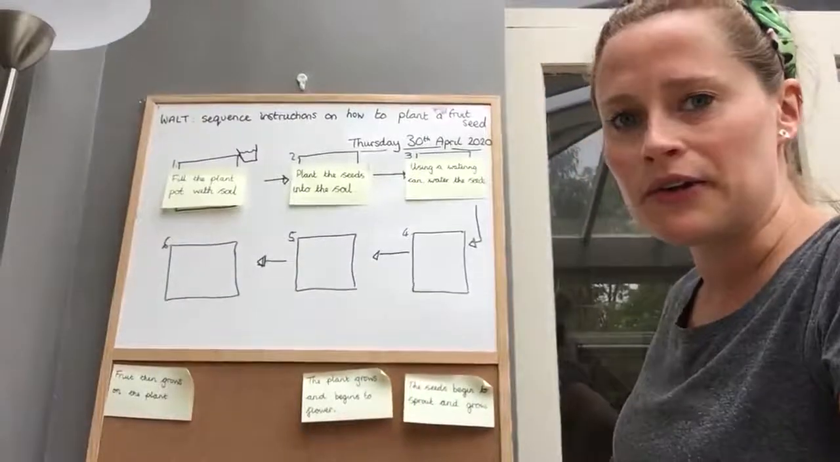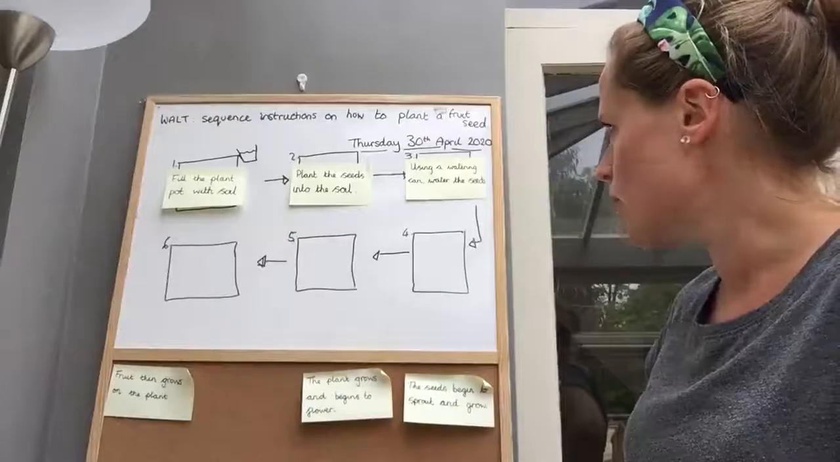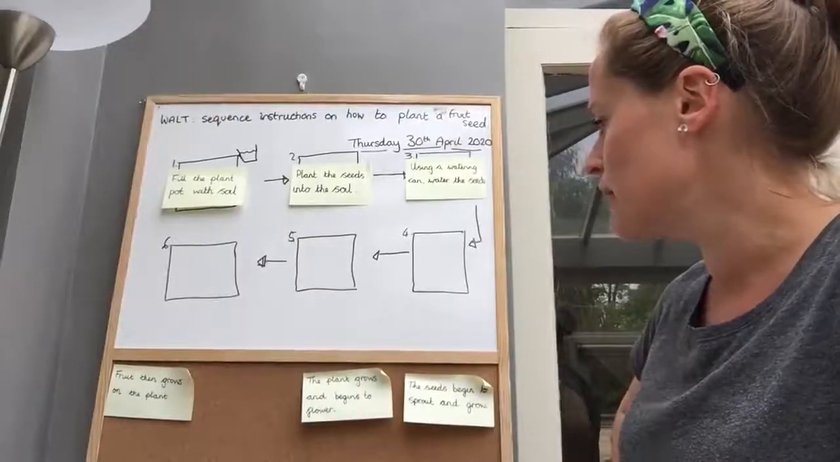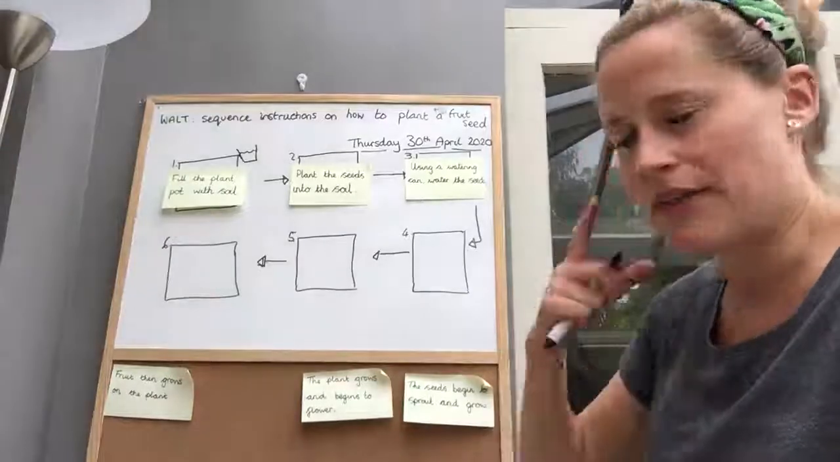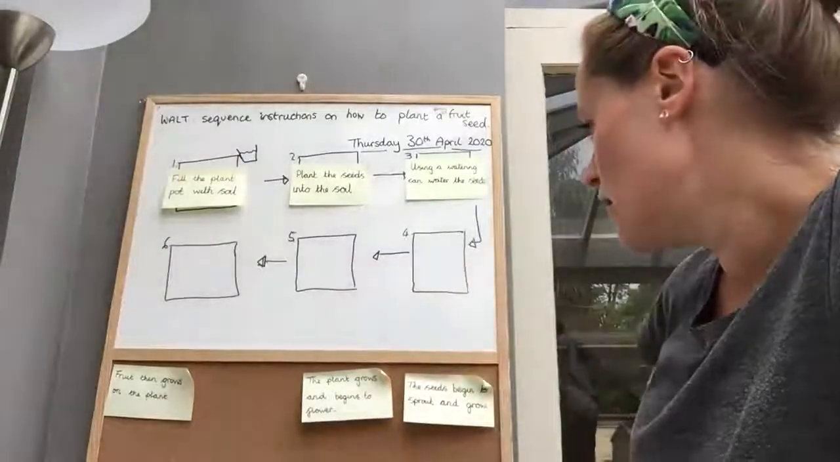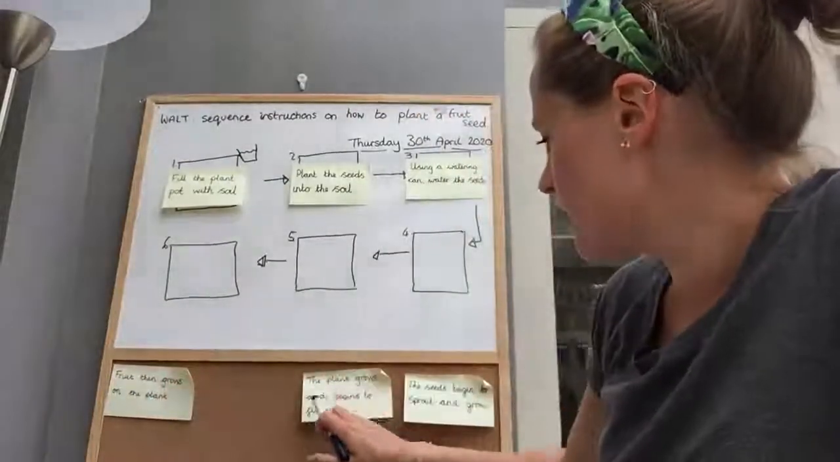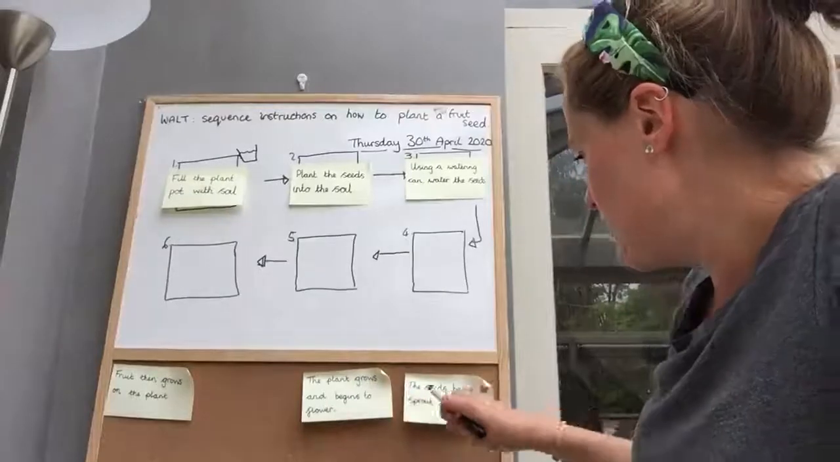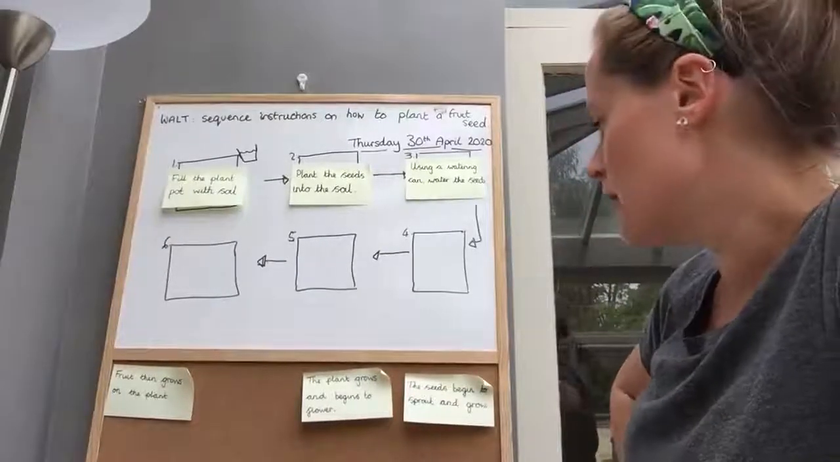Now, I don't want to tell you all of the answers. I need you to have a think, badgers and hedgehogs. What order do the next three go in? I'm going to give you a few seconds to have a think. And I'm going to have a think too, to see what goes in this box here, number four. Okay, so we've got fruit then grows on the plant. Plant grows and begins to flower. The seeds begin to sprout and grow. What's it going to be?